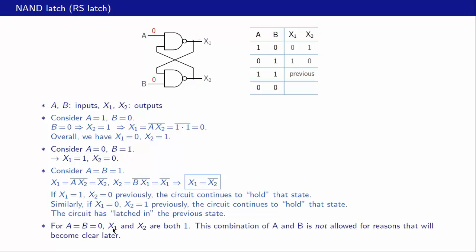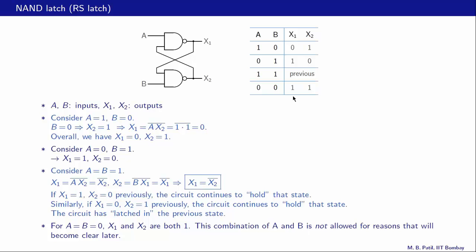Alright, one last point. For a equal to b equal to 0, x1 and x2 are both 1. If we have 0 here, that means x1 is 1. If we have 0 here, that means x2 is 1, and that is irrespective of this other input. So for a equal to b equal to 0, x1 and x2 are both 1. But this combination of a and b is not allowed, and we will see the reason for that a little later.